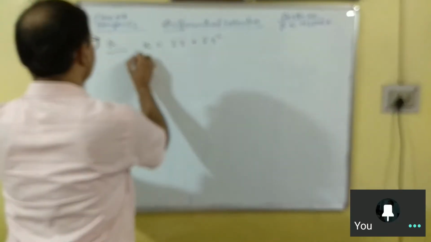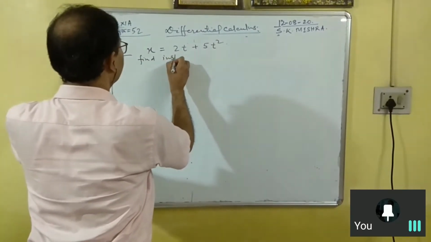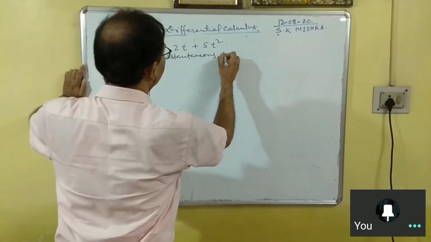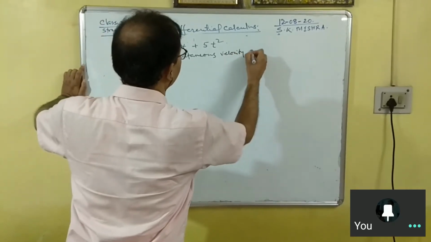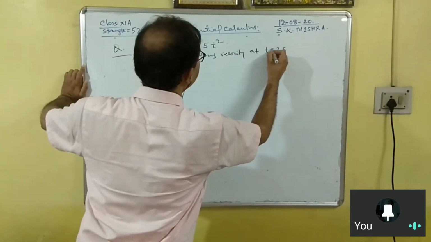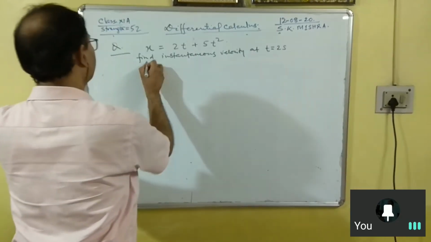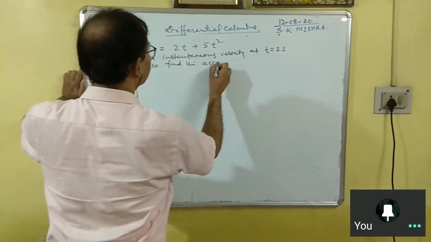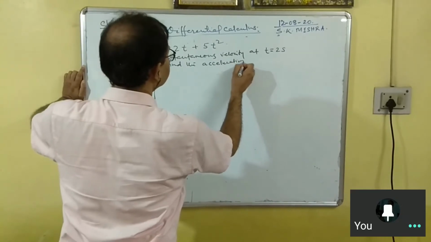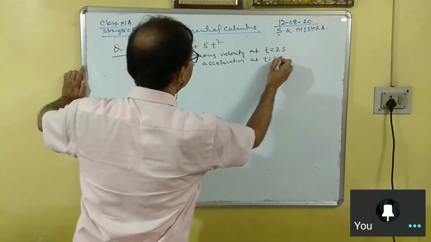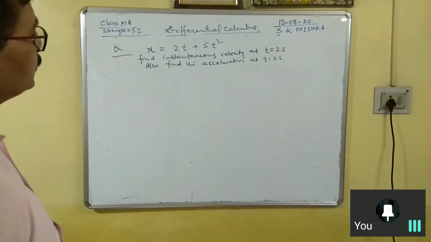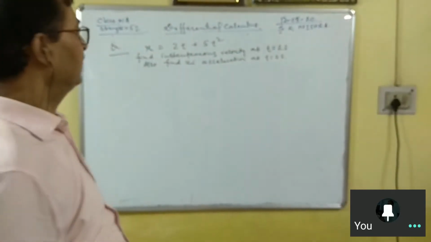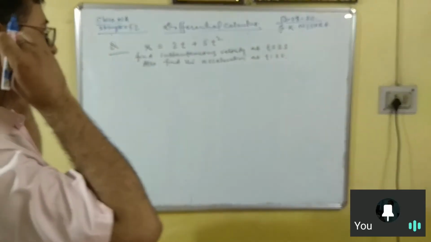Find the instantaneous velocity at t is equal to 2 seconds. Also find the acceleration at t is equal to 2 seconds. So how will you solve this type of problem? Displacement varies with time with the relation x is equal to 2t plus 5t square.